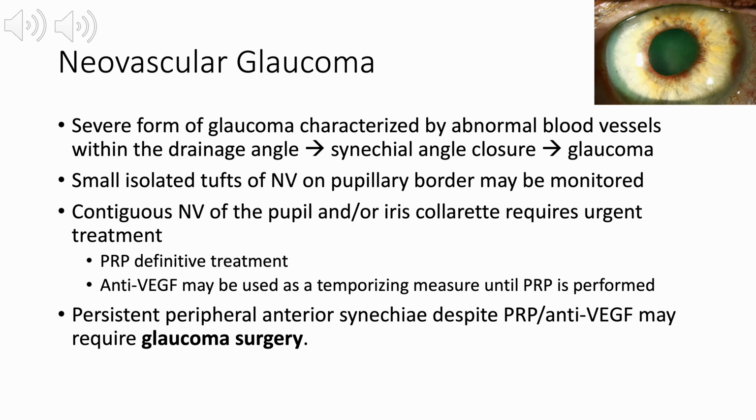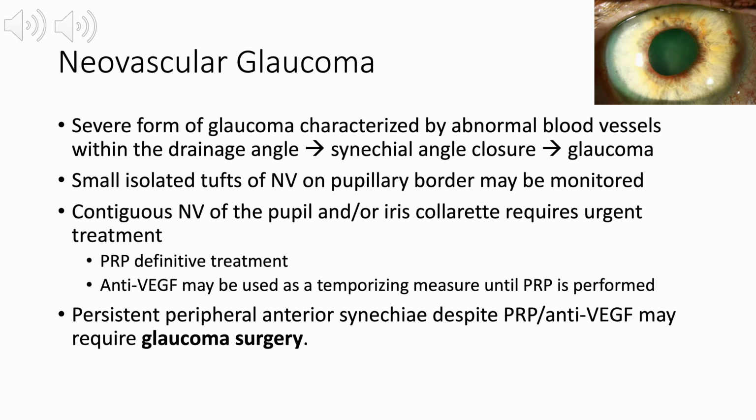New vessels grow across the angle structures. Those vessels are accompanied by a fibrovascular membrane. That membrane contracts, dragging the peripheral iris into opposition with the trabecular meshwork and forming peripheral anterior synechiae. Once the angle is closed, aqueous outflow is mechanically obstructed and the intraocular pressure rises, often dramatically.